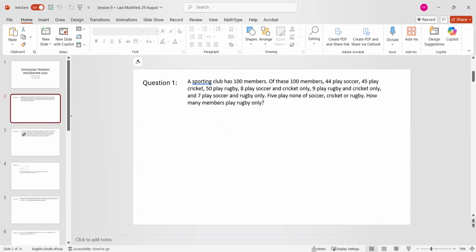A sporting club has 100 members. Of these 100 members, 44 play soccer, 45 play cricket. So this is a problem involving Venn diagrams. Okay, evidently. So let's put the club. The club has got 100 members. We'll put the club in a rectangle. Normally, the full set, we put inside a rectangle.